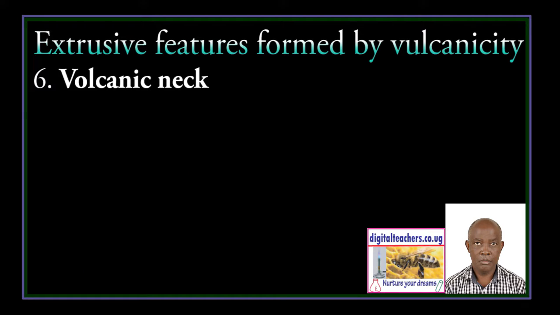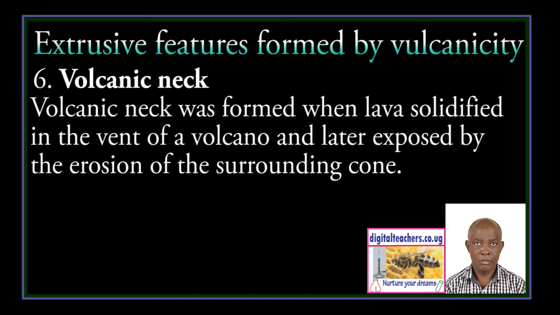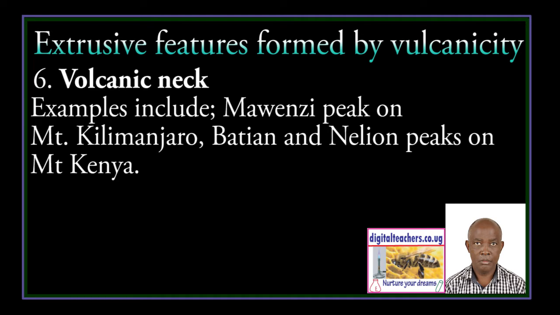Volcanic neck. A volcanic neck is formed when lava solidifies in the vent of a volcano and is later exposed by erosion of the surrounding cone. Examples include Mawenzi Peak on Mountain Kilimanjaro, Batian and Nelion Peaks on Mountain Kenya.